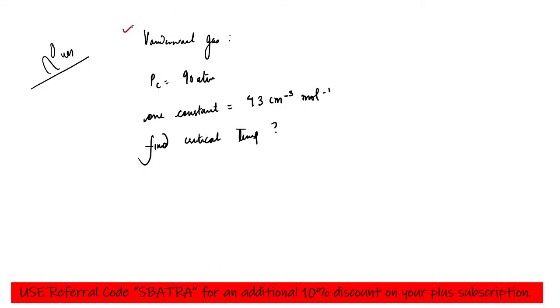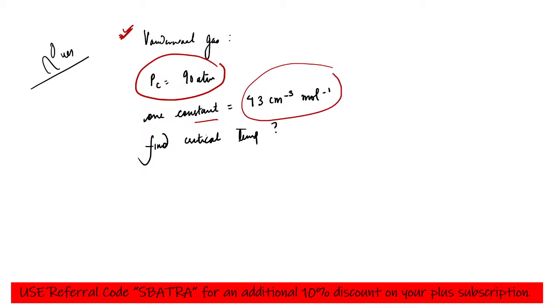So we have one van der Waals gas, and the critical pressure is mentioned, that is 90 atm. Critical pressure is given as 90 atm for this van der Waals gas. And we know that in a van der Waals gas, in critical temperature we have two constants, one is A and one is B. Only one constant is given over here, that is 43 centimeter cube mole inverse. What you have to calculate is the critical temperature. You have to figure out if it's A or B.